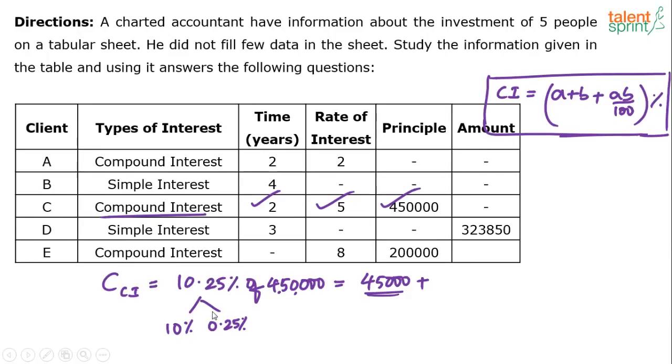0.25% is 1% by 4. So 4,500 by 4. What is 4,500 by 4? 1125. So what is the total interest? 45,000 plus 1125. It is 46,125. So I'm assuming this is the amount of interest, right? So it should be 46,125.